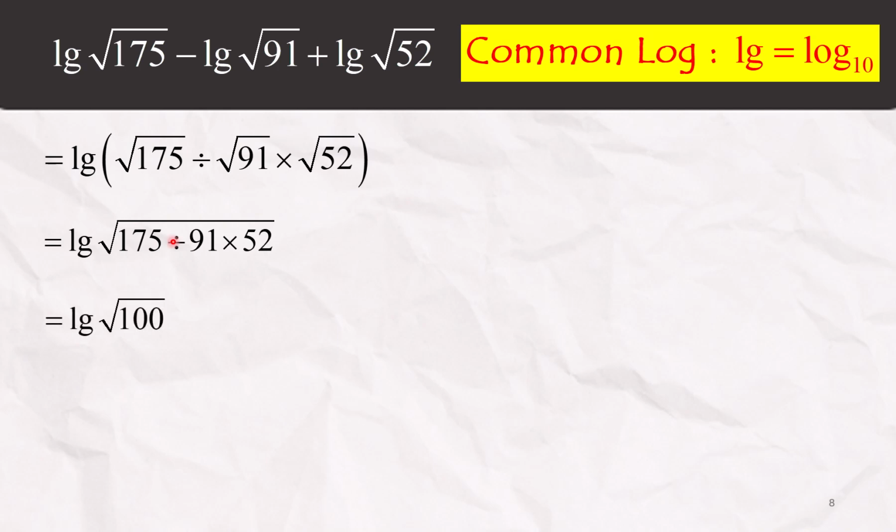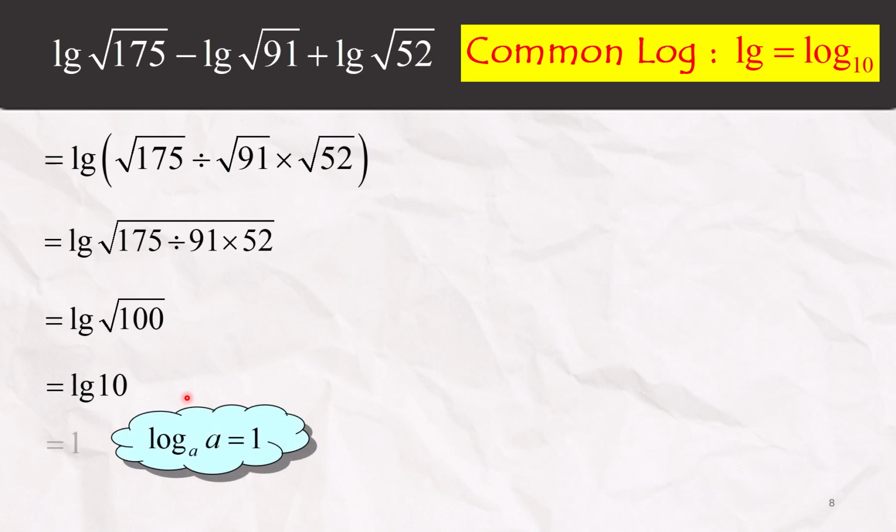So 175 divided by 91 times 52. So I know I'm able to simplify this till I get 100. Now, what is the square root of 100? It actually gives me a 10. Now, what is log base 10 of 10? Since lg means base 10, that means this value here will give me a 1.